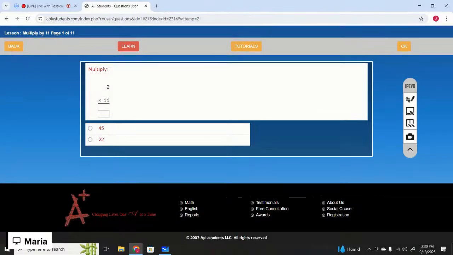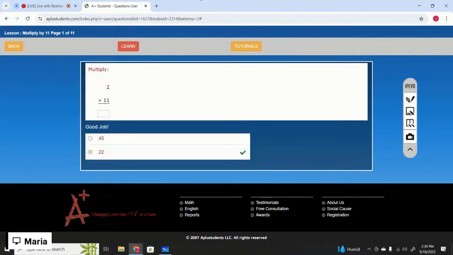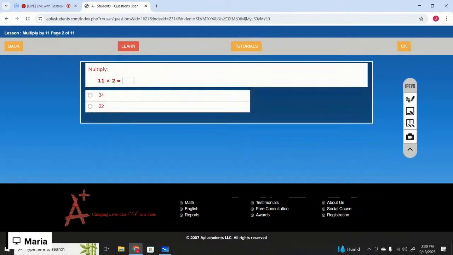Eleven times 2 is 22. Option number 2 is the correct option. 11 times 2 is 22. It is option number 2 is the correct option.